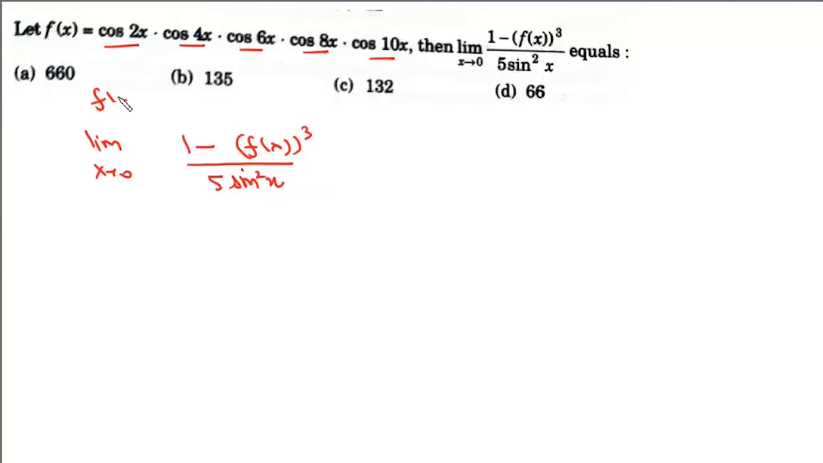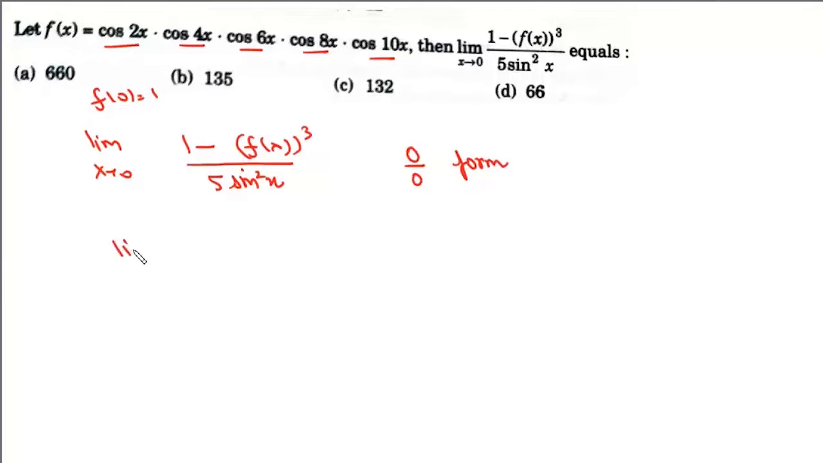Now here the question is, we are given f(x) is cos 2x, cos 4x, cos 6x, cos 8x and cos 10x. Then we need to find this limit as x tends to 0 of 1 minus f(x) cube upon 5 sin square x. Now f(0) is cos 0 five times, so it will be 1. So it is 1 minus 1 is 0, sin 0 is 0, so it is a 0 upon 0 form.